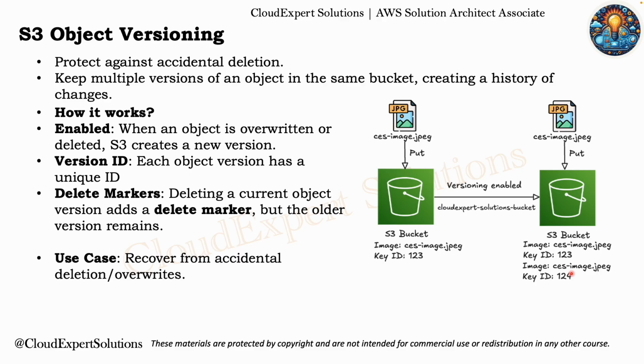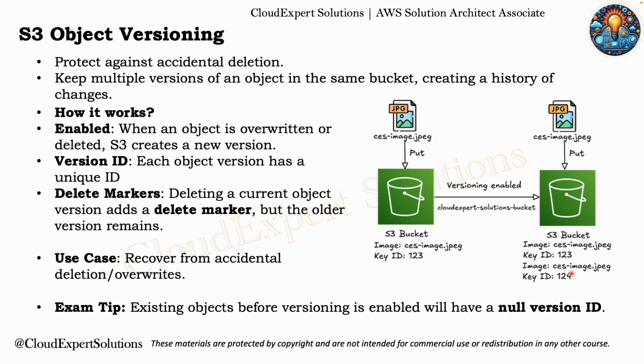This feature is your lifeline against accidental overwrites or deletion of any object. S3 versioning is also a prerequisite for other S3 features, like when you want to apply the replication of the bucket. We are going to cover that and we have dedicated slides for it.